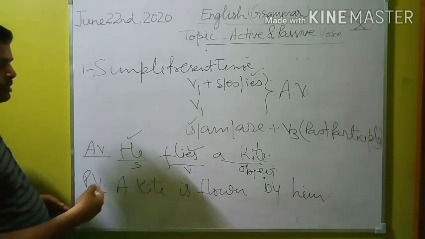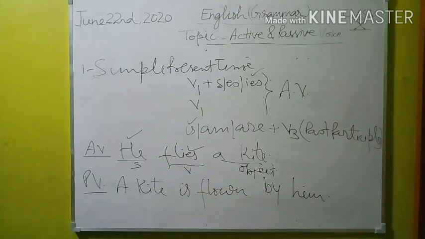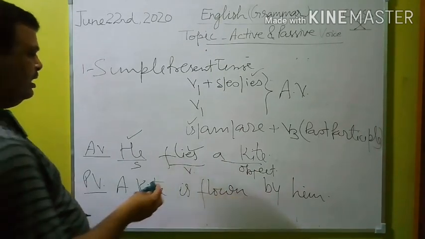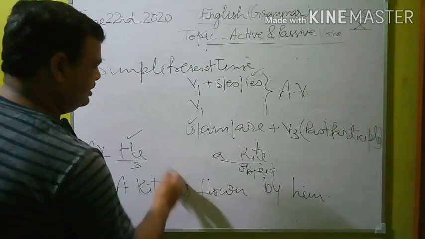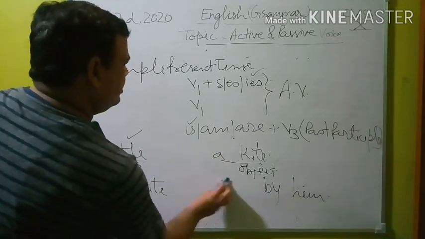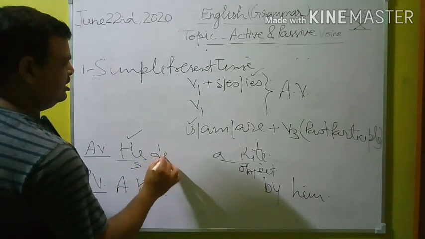Then suppose it is a negative sentence. Suppose here I make a slight change in the sentence. Instead of flies, if I write here does not fly.